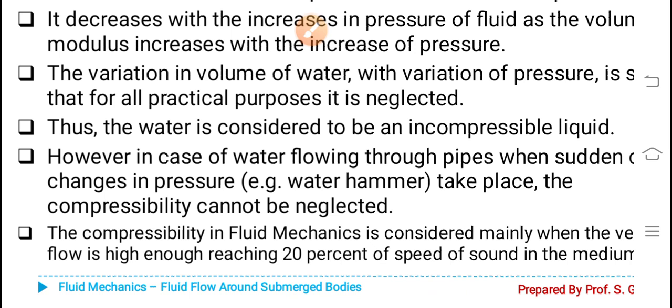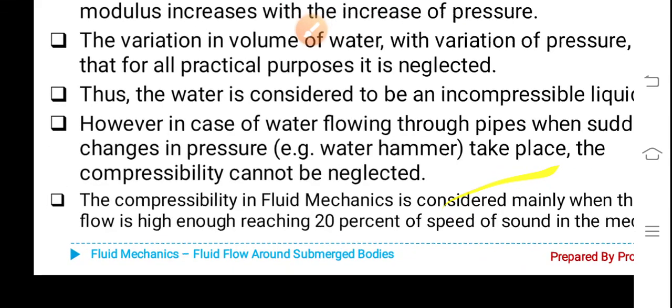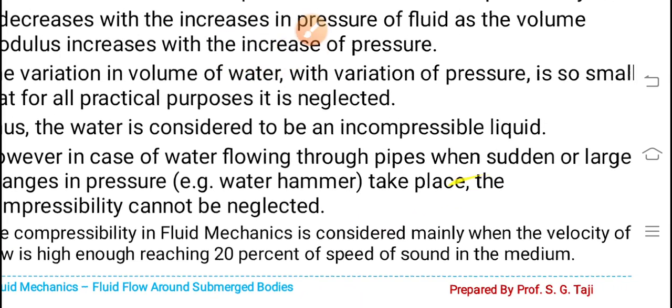That means in the earlier point we saw that the variation in volume of water is assumed to be so small that for all practical purposes it is neglected, that compressibility. Whereas in water hammer case, it cannot be neglected. That's why it is assumed that fluid, that is water, flowing through pipe may be considered as compressible. The compressibility in fluid mechanics is considered mainly when the velocity of flow is high enough, reaching 20% of speed of sound in the medium.